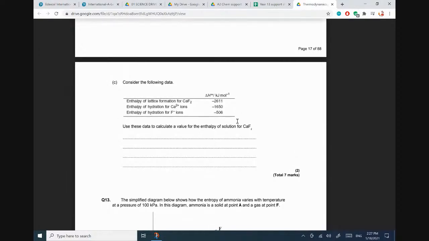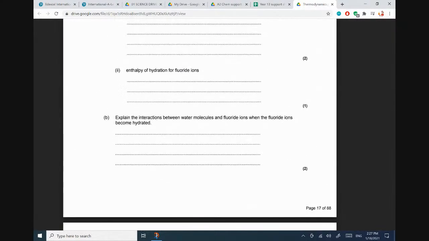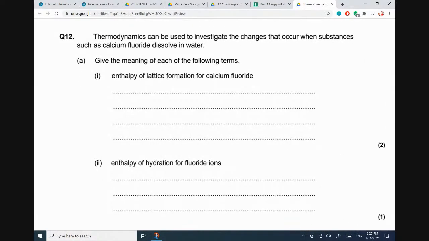Use the data to calculate the enthalpy of solution. Exactly the same process, but this time with calcium and fluoride. Again, why are they giving you a 2 plus cation? Because it's going to mean you have to multiply the hydration of the fluoride ion by 2. Would you agree? Exactly the same process, no difference. Thermodynamics investigates the substance calcium fluoride dissolving. Give the meaning of each of the following. Enthalpy of lattice formation of calcium fluoride. The heat energy change when 1 mole of calcium fluoride is formed from its gaseous ions, all under standard conditions.